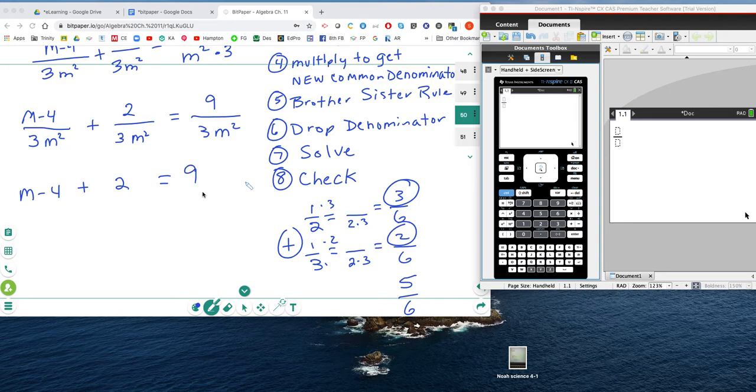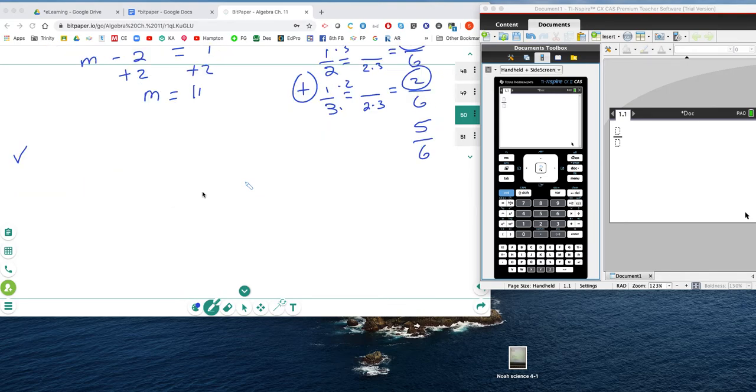Now what we're going to do is solve. So we're going to go ahead and do m minus 2 is equal to 9, add 2, m is equal to 11. So now what we're going to do is check. In order to check, we're going to rewrite the problem exactly the way it was. So 3 over 11 squared is equal to 11 minus 4 over 3 times 11 squared plus 2 over 3 times 11 squared.